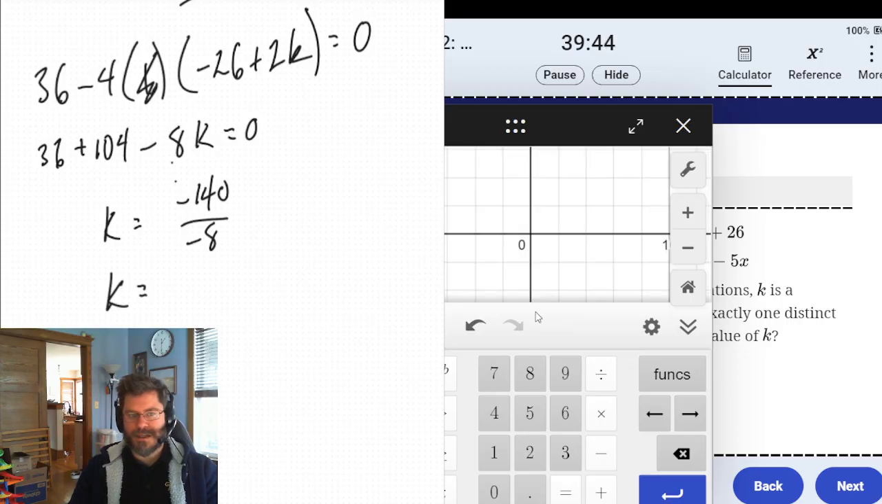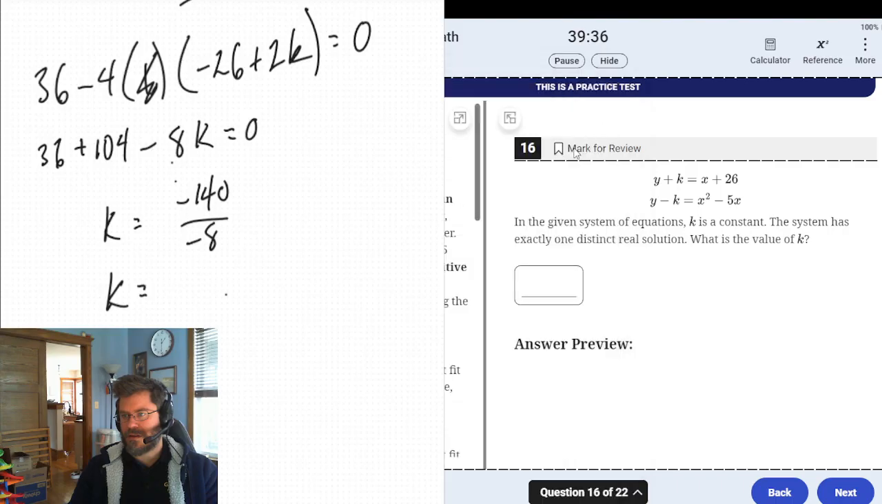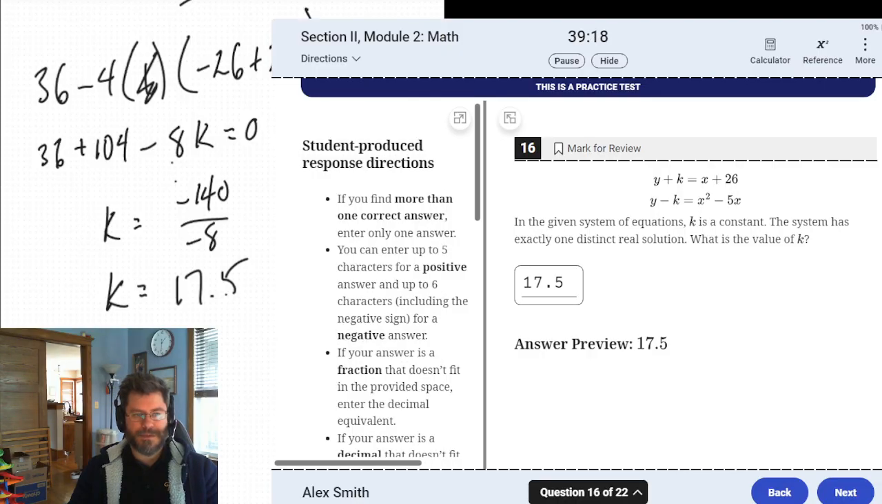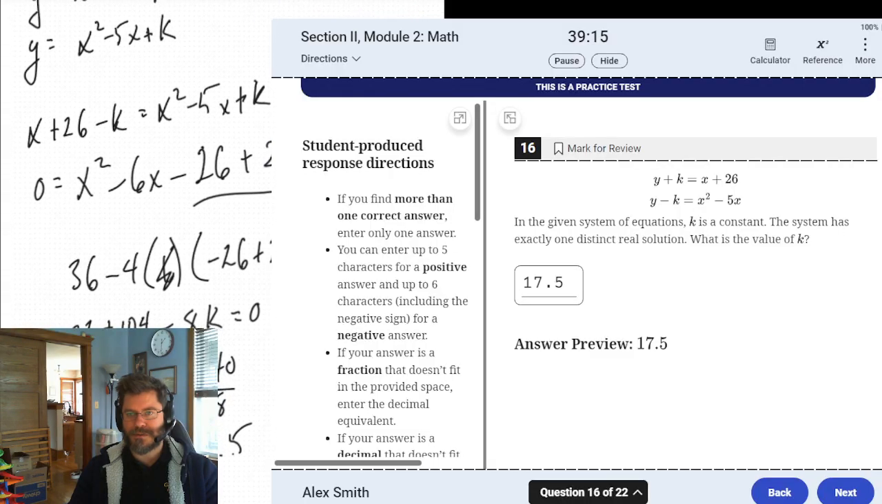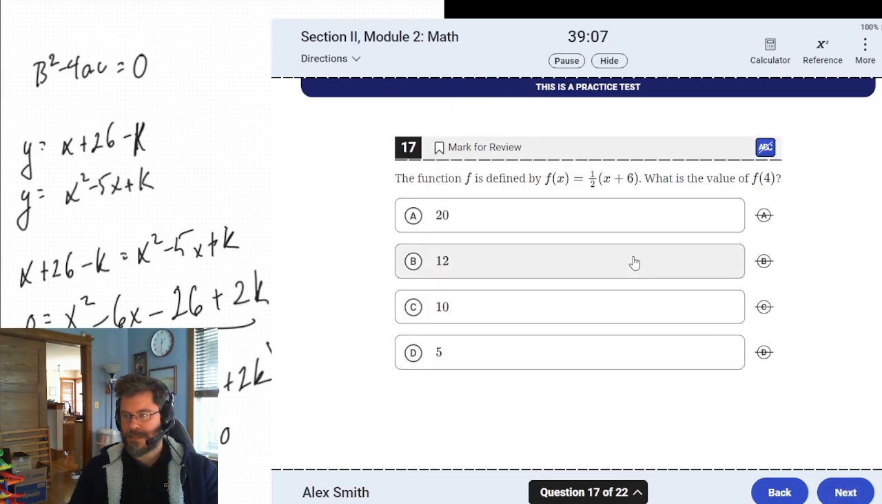I'll zoom out again to use my calculator. 140 over 8 is 17 and a half. Perfectly valid answer. It would accept if we left it as a fraction. I would of course encourage you to reduce the fraction, but if we left it as a fraction, it would be acceptable. All right. That one was a bit chunky. I encourage you to pause, rewind, go back and watch that one. Really digest it. This phrase here, exactly one distinct real solution, was the key to success on it.